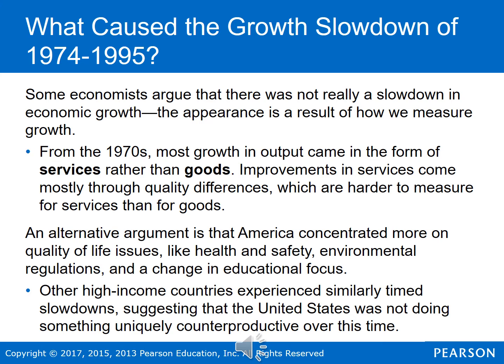An alternative argument, more of a pessimistic view, is that America concentrated more on quality of life issues, things like health and safety and environmental regulations, and a change in educational focus. Think of the 1970s, if you were alive for then or if you've driven those old cars, how much safer cars got from the 1970s to the 1990s. So a lot of our focus, rather than just improving output or productivity, was improving safety, which is still great for how people live, but in terms of if we're looking at GDP per hour worked, like those growth rates, then it's not going to be as good.